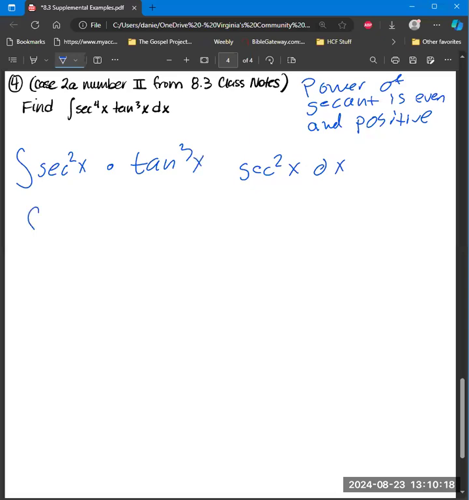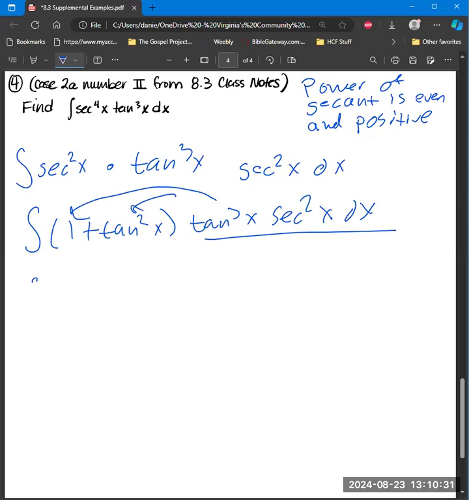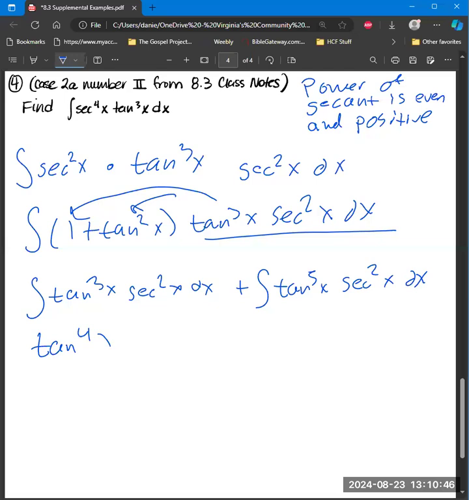This is going to be secant squared is 1 plus tangent squared. And we've got tangent cubed x secant squared x dx. We're going to take all of that and distribute it here. This is the integral of tangent cubed x secant squared x dx plus the integral of tangent to the 5th x secant squared x dx. That turns us into tangent to the 4th x over 4 plus tangent to the 6th x over 6 plus c.